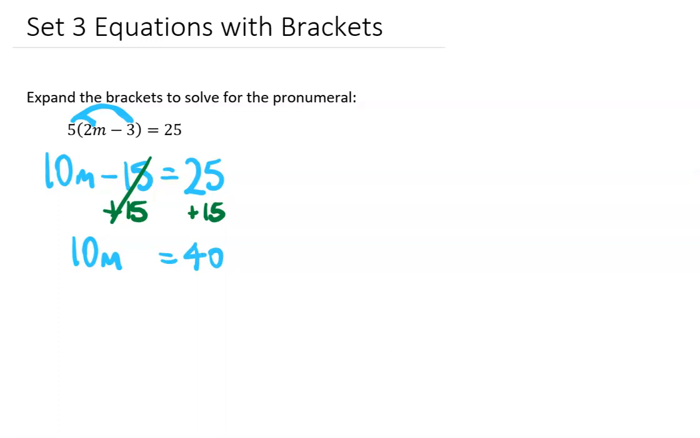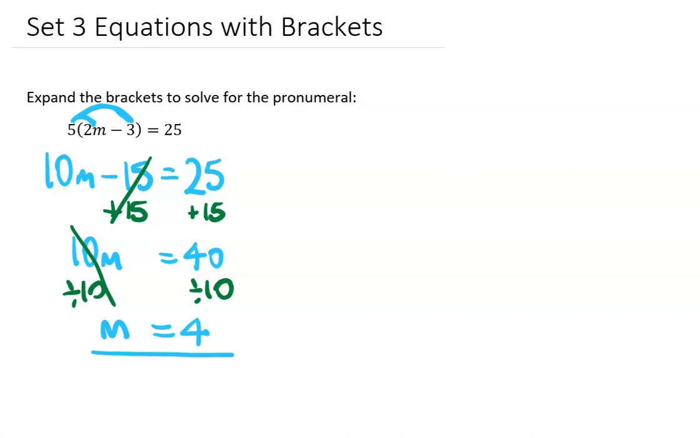Okay, I don't want to know what 10m is. I want to know what m is. So let's get rid of this timesing by 10. Now, the opposite of timesing by 10 is, of course, dividing by 10. So let's divide both sides by 10. Divide by 10, divide by 10. Yes, I would love for you to do full working out for me, just the way I'm writing here. M equals 40 divided by 10 is 4.